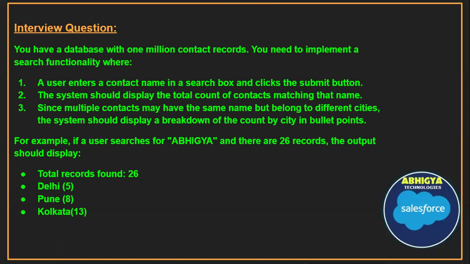The user can enter the contact name, then click on the search button. Then we have to find out how many records are found with that name. It found 26 records, and we have to display it city-wise: in each city, how many records were found with the name, in Pune, in Kolkata. Let's see how we are going to implement this use case. Before going to that, I will show you the output.